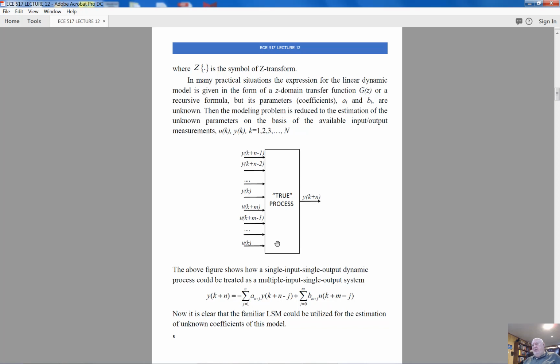Now, it looks like we are prepared to deploy the least square method approach. This picture basically shows how a single input, single output dynamic process could be treated as a multiple input, single output process. In other words, how we can obtain for a single input, single output dynamic system a difference equation.